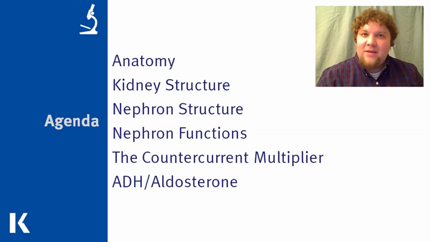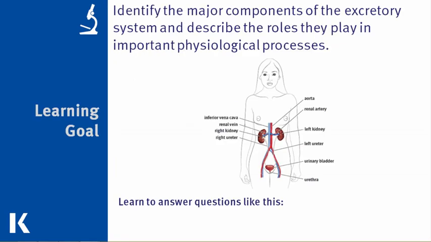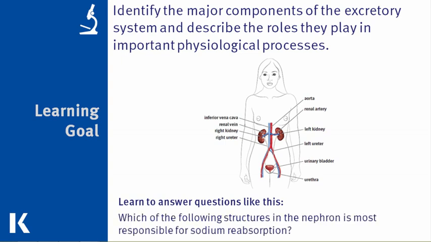Then we'll zoom in a little bit on the kidney, and then a little bit deeper into the nephron for its structure and function. And then we'll talk about the physiology of the countercurrent multiplier system and the role that ADH and aldosterone play in kidney function. In this lesson, we'll explore the roles of the excretory system in homeostasis as tested by the MCAT, which will allow you to answer questions like this one about the nephron.